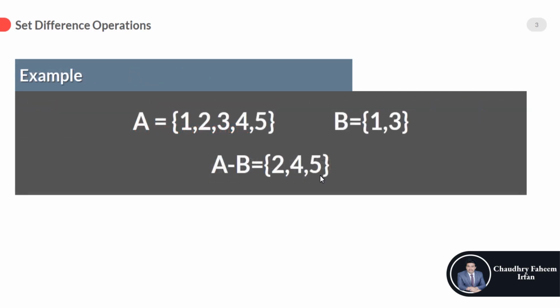Here is a mathematical example. Set A contains the digits 1 to 5, and set B contains the digits 1, 3, and 2. A minus B is equal to 2, 4 and 5. Numbers 1 and 3 are not included in this set because they are from set B.